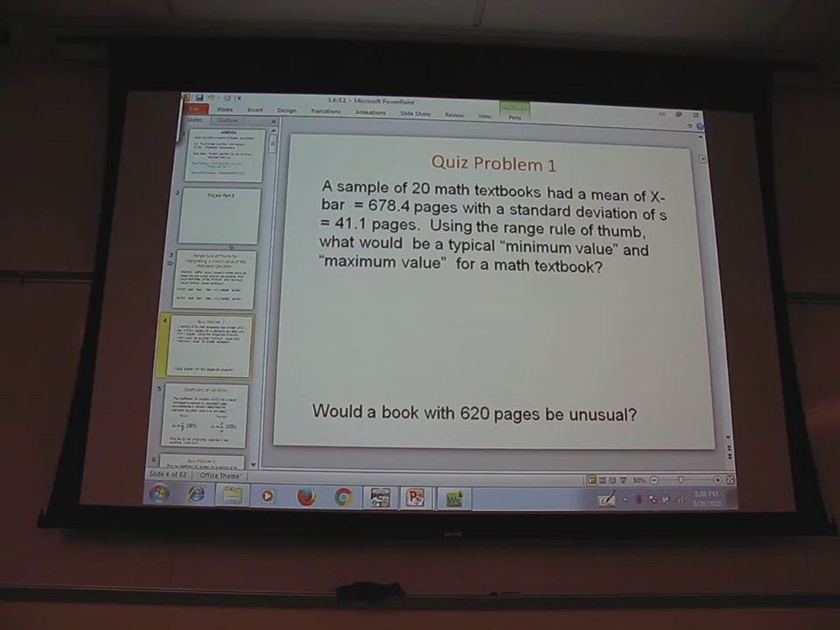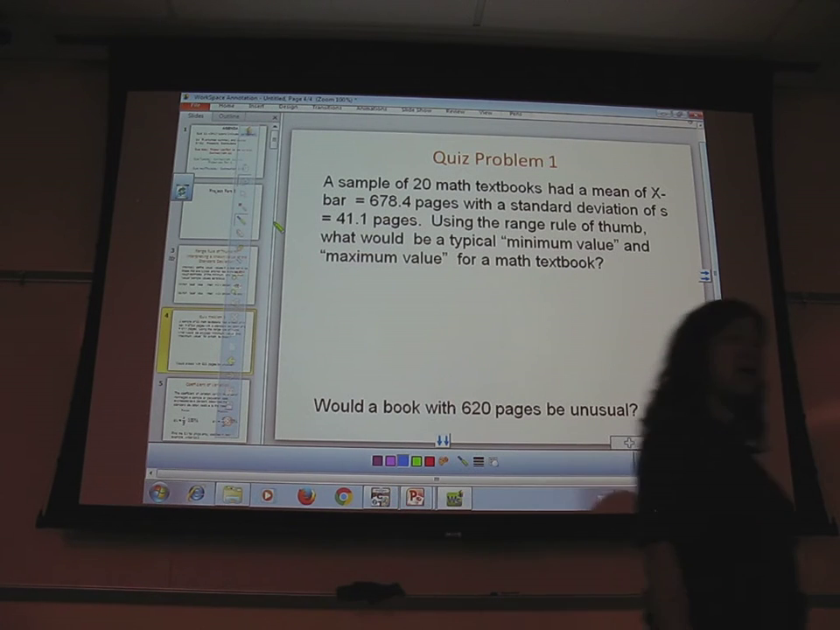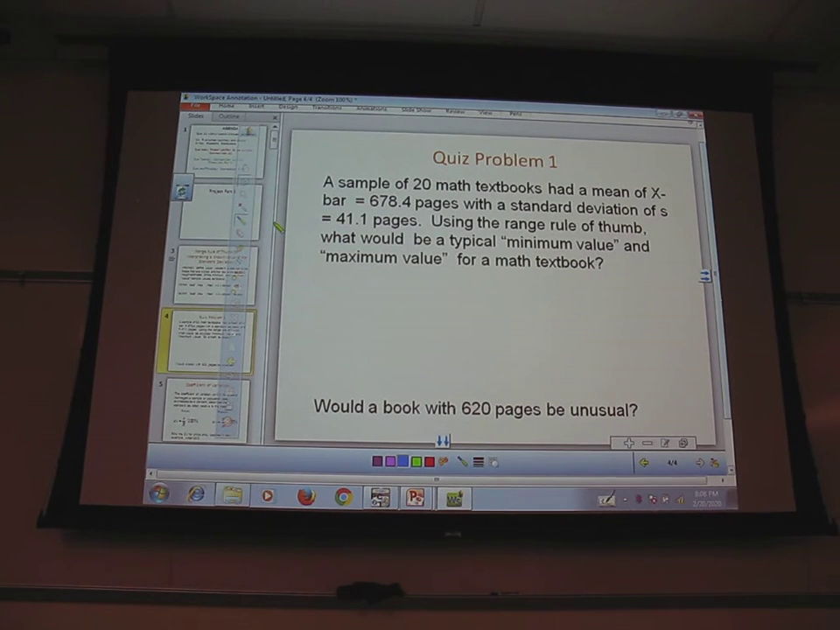So here's your quiz problem. The key is, when you read this, get used to reading and cluing into the verbal cues. When it says, had a mean of, that's your mean. When it says, had a standard deviation of, that's your standard deviation. When it says, has a sample of 20 math textbooks, what's the 20? That's your variable.